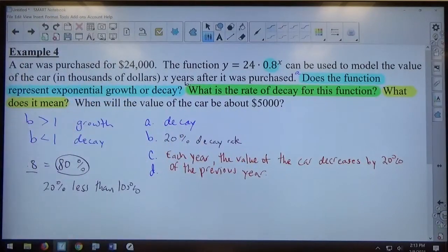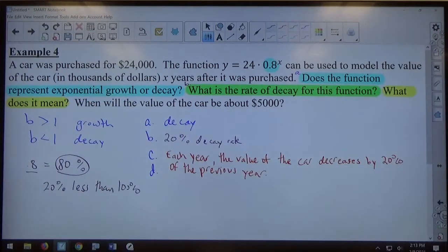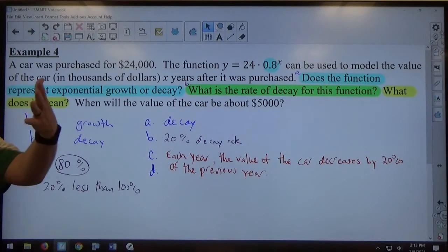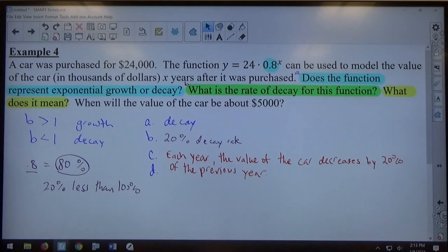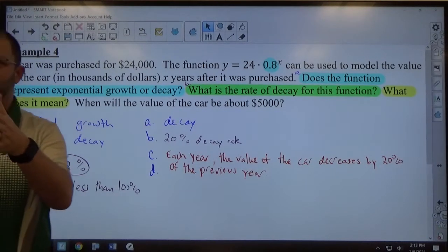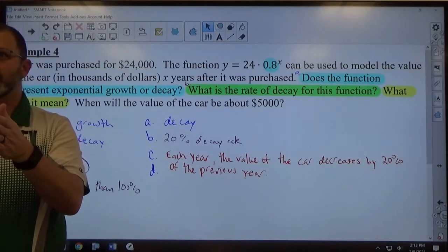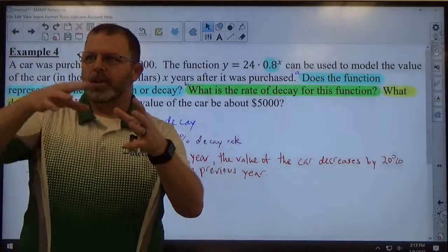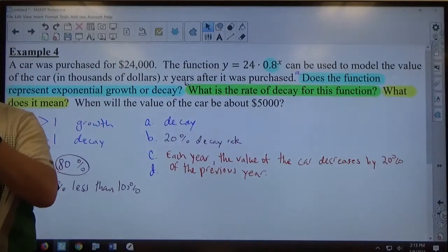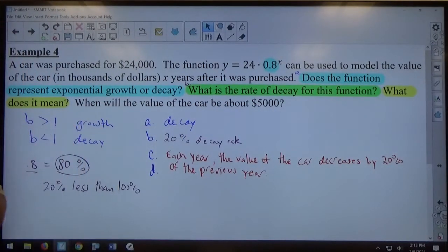All right. Now, be careful with that idea. It's not 20%, another 20, another 20. No, it's not like after 5 years you lose 100% of the value. It's 20% of 24,000. That's $4,800. So now your car's worth $19,200. Now it's 20% of 19,200. So each time you're losing 20% of the previous year, not 20% of 24,000 every time.